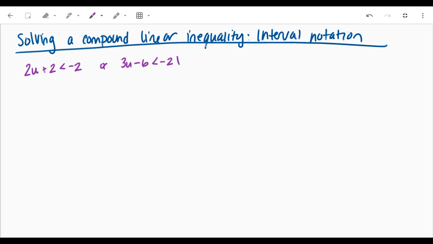Okay, so we would subtract 2, 2u is less than negative 4, divide by 2, u is less than negative 2, or on this side, add the 6 to both sides and divide by 3, so u is less than negative 5. Okay, notice the or there. Either of those things can be true. So a lot of times we use number lines with these.